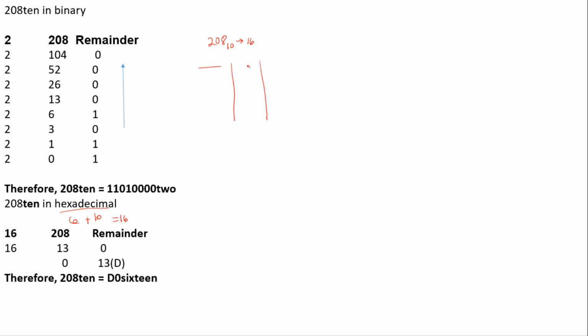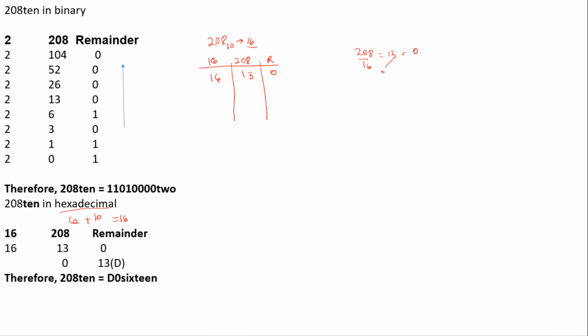And for the long method, you first write what you are converting into, which is 16, the base you are converting into, then the number itself, which must be in base 10, then you put the remainder. Therefore, the first thing you do is 208 divided by what? 16. And when you do this, you are going to have 13 remainder what? 0. Therefore, you will put 13 and remainder 0.